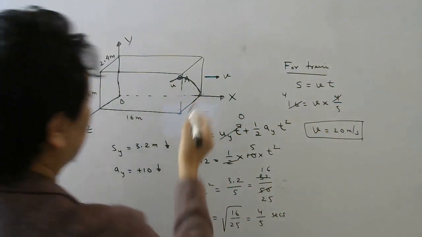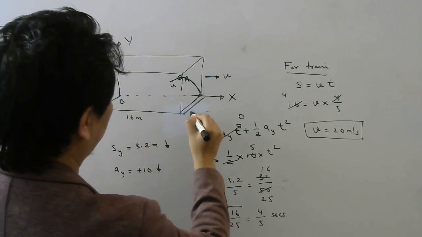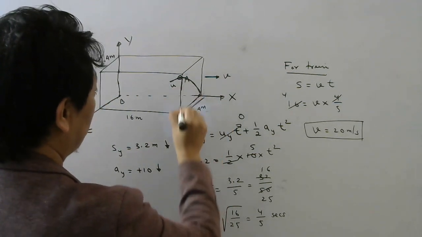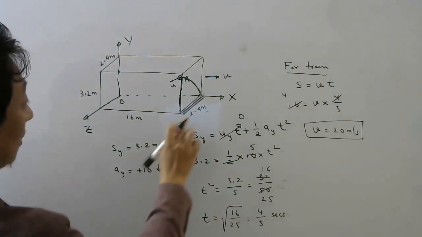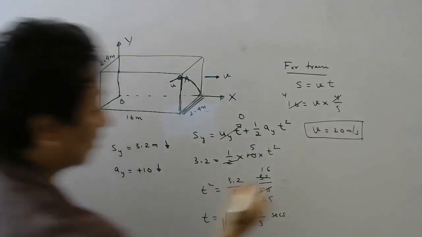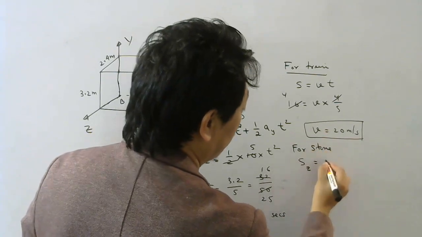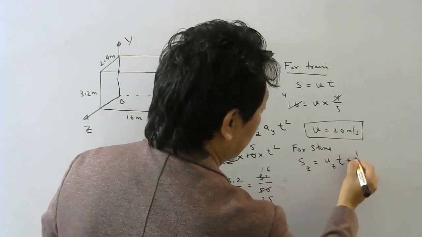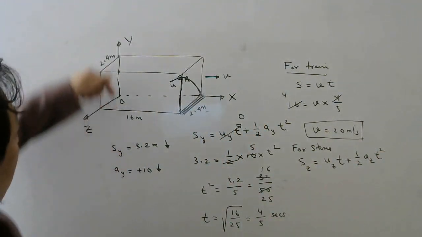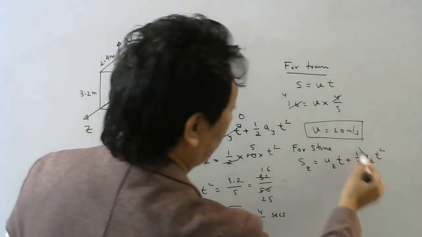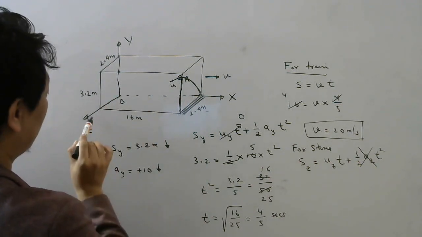Also, because the stone reaches here, the distance covered by the stone parallel to z-axis will be 2.4 meter. So this is the vertical distance covered by the stone, and this is the horizontal distance covered by the stone. But here horizontal is your z-axis, remember. So Sz for the stone will be uz into t plus half az t square. It is very clear that the acceleration of gravity is along y-axis, so there is no acceleration of gravity along z-axis. And your initial velocity is completely parallel to z-axis.